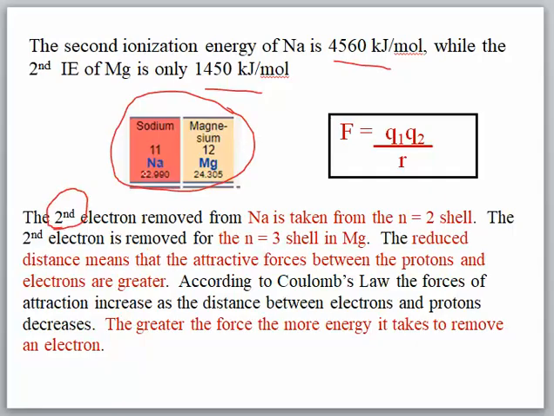So when you remove the first electron from sodium, you drop down to a lower energy level. So to remove the second electron, you're now at the second energy level, where magnesium is further away. So this is a little tricky question here that you want to read through and make sure you understand.